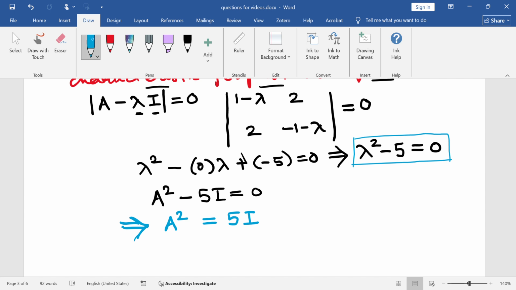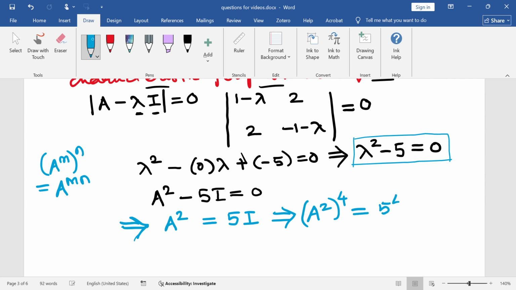So we are going to use the law of indices. You know that if I write A raised to m, raised to n, then this is A raised to mn. So using that, since I'm interested in finding out A raised to 8, I'll just raise this on both the sides to the power 4. So that will give me A raised to 8 is equal to 5 raised to 4 times I. And now this will give me A raised to 8 is equal to 625I. And that is the answer to this question.